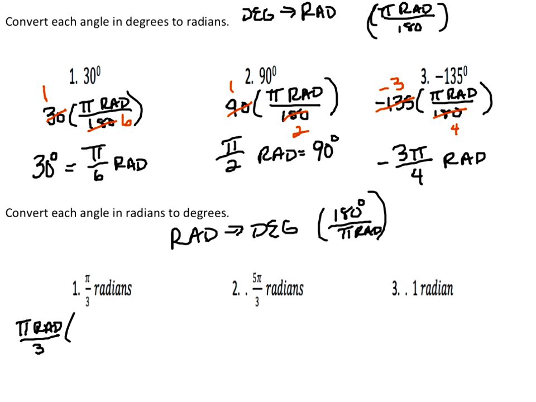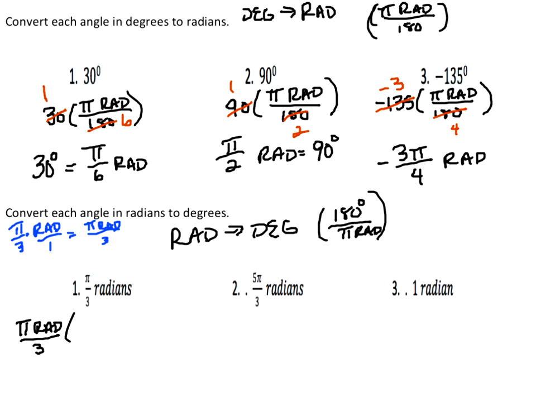Pardon me. Let me show you how that's the same thing real quick. Pi over 3 times radians. That's really radians over 1. I multiply fractions straight across, so that's the same thing as pi radians over 3.